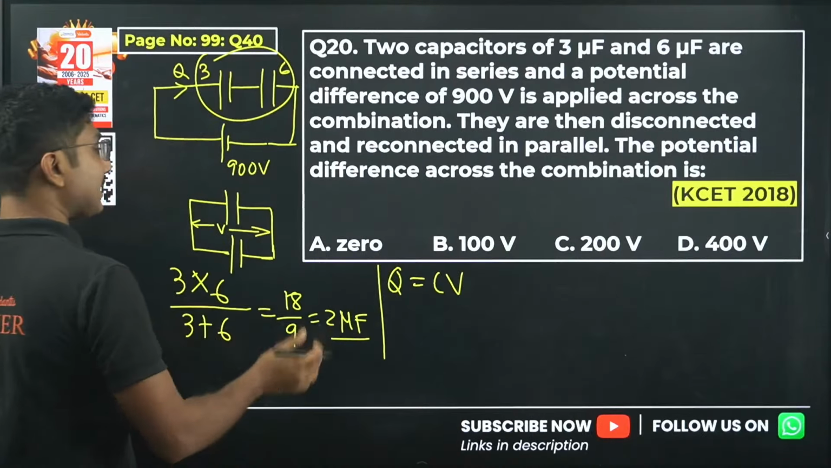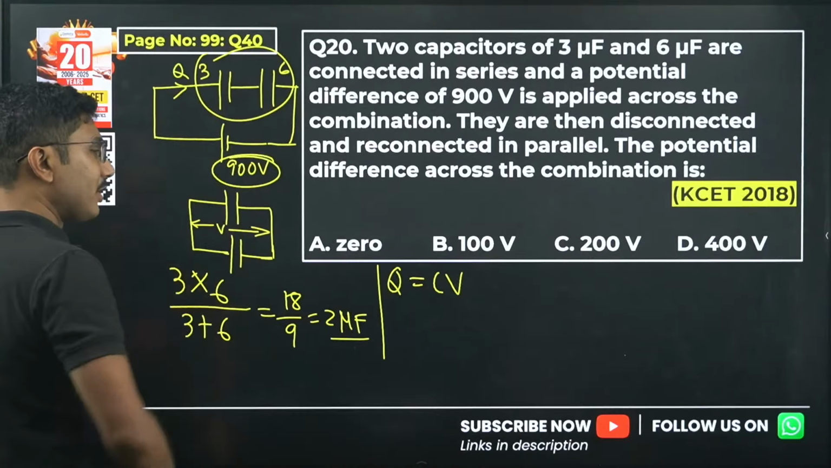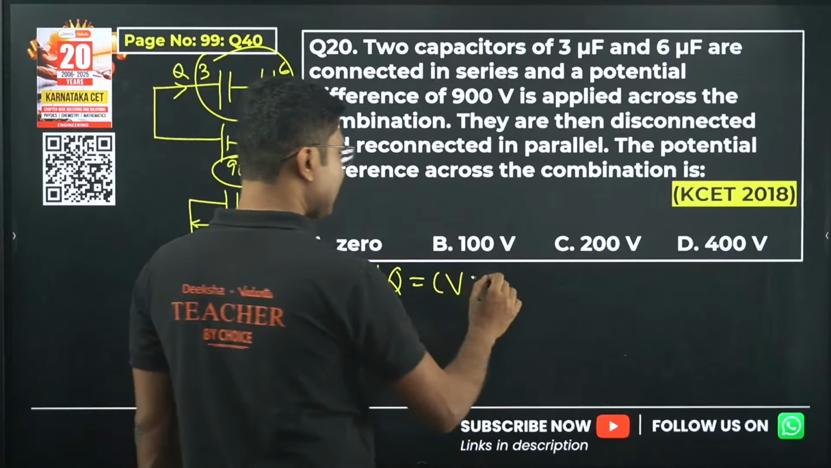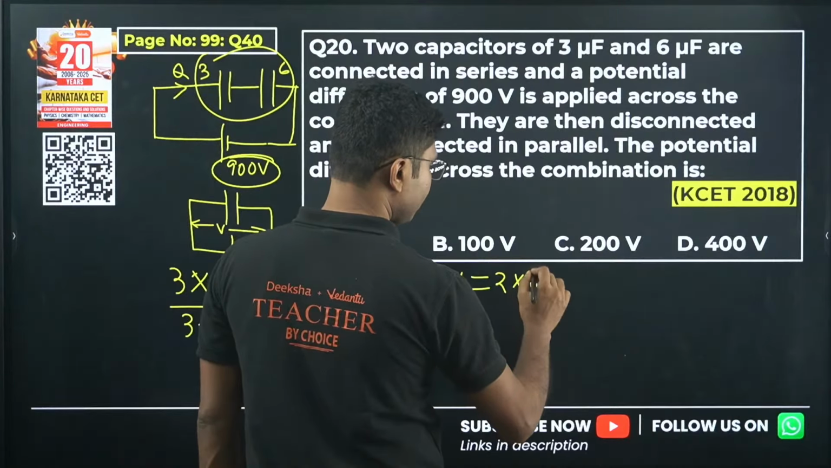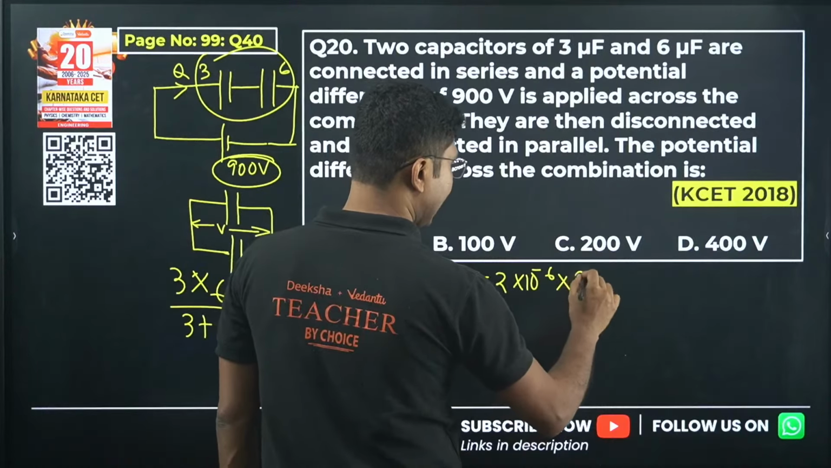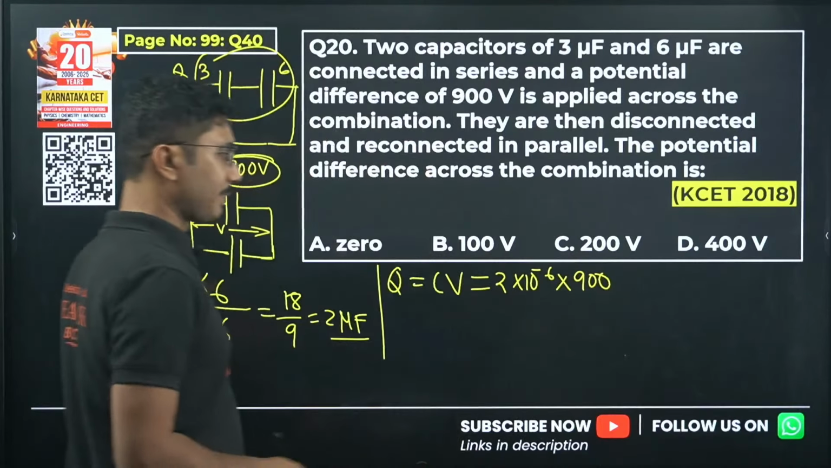The equivalent capacitor will have the entire 900 volts across it, right? So what is the charge? The charge must be 2 microfarad into 900 volt. This is the charge.